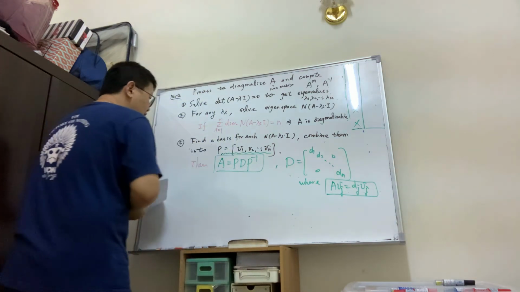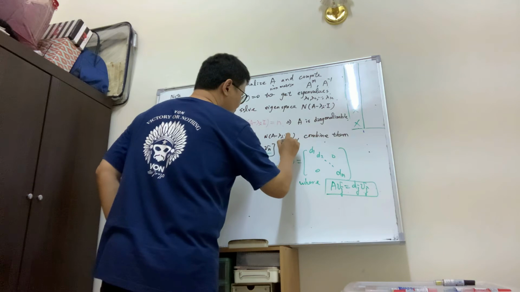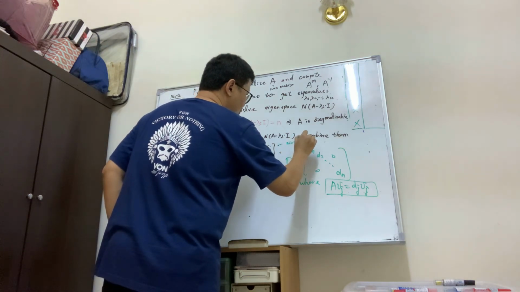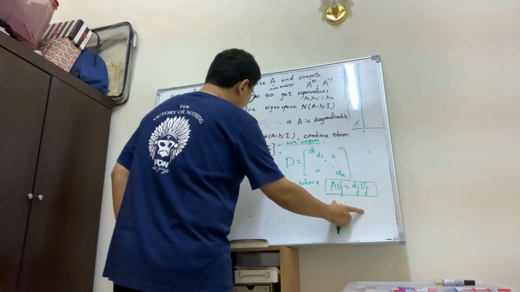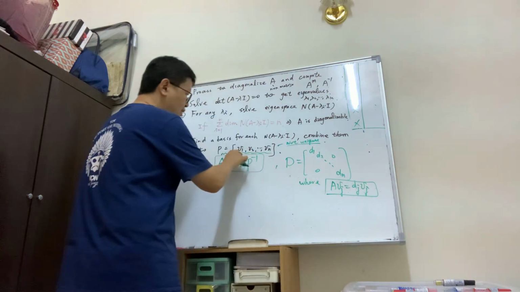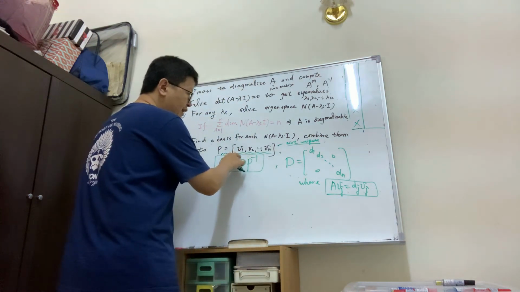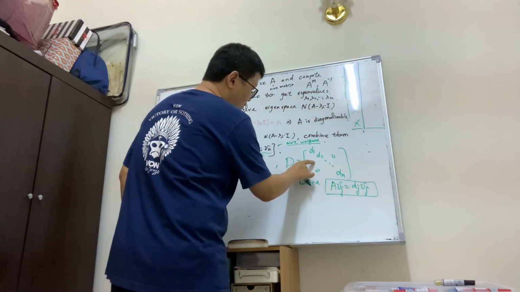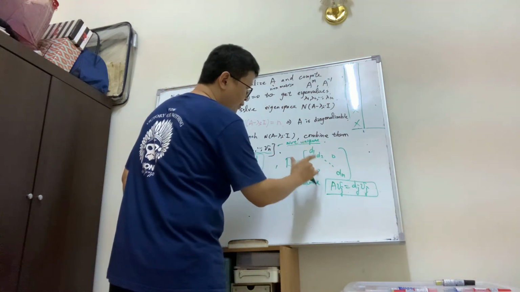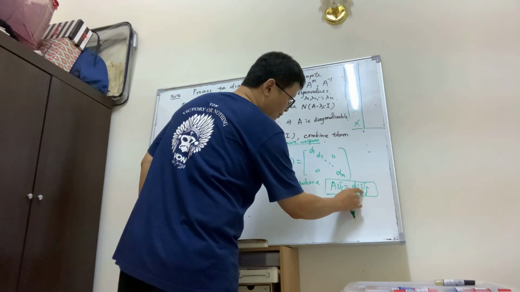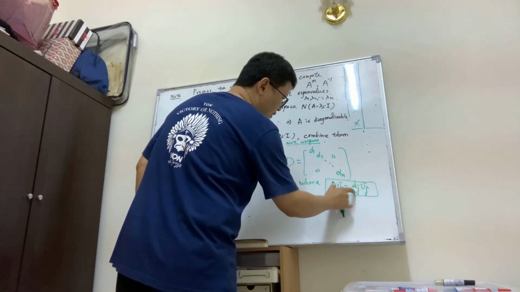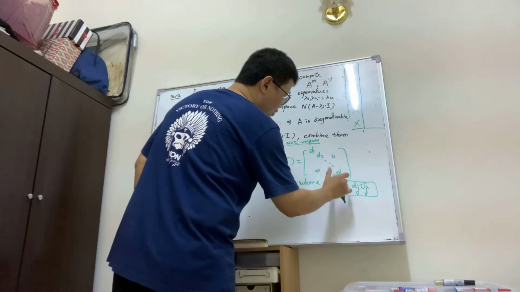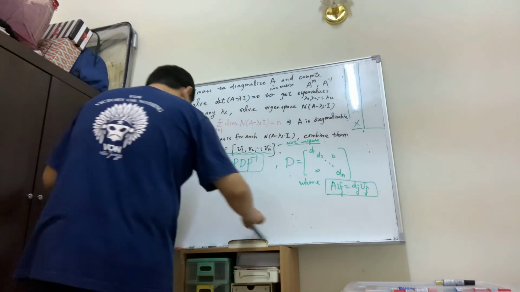Of course, the invertible P is not unique. But as you see, it should satisfy this equation. So if you choose another invertible P, then the diagonal matrix D will change, because D_j depends on V_j. If you choose another V_j, the eigenvalue D_j will probably change.